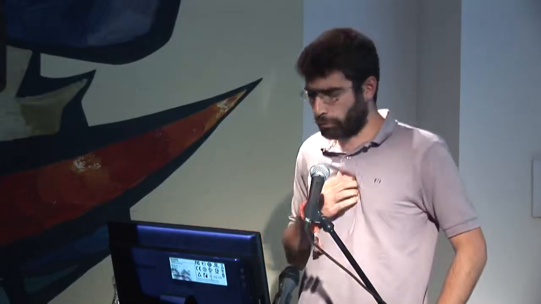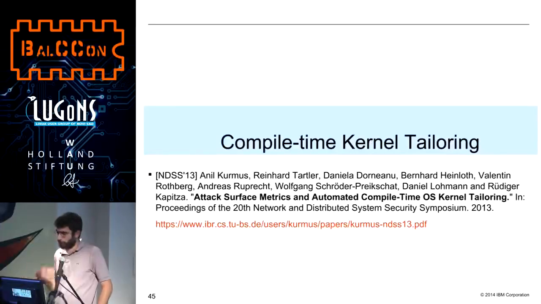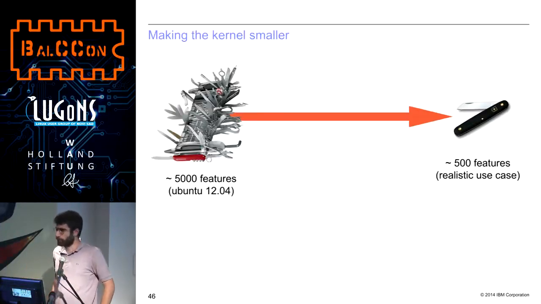All right. So now that we can measure the attack surface, I will present one of the two mechanisms we came up with, which is called compile time kernel tailoring, which allows us to reduce the kernel attack surface by making use of the built-in configurability of the Linux kernel. All right, so what we want to do is to go from that huge Swiss Army knife to something more manageable. And what that means in our experiments is that you go from the 5,000 feature Ubuntu kernel to about 500 features. So that's for a use case where you will be running a LAMP stack, a Linux, Apache, MySQL, PHP stack.